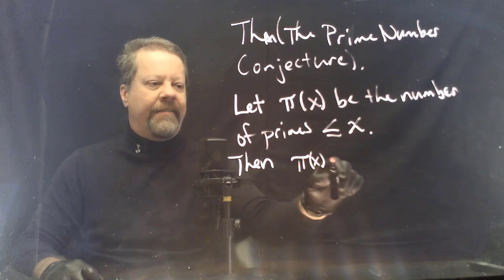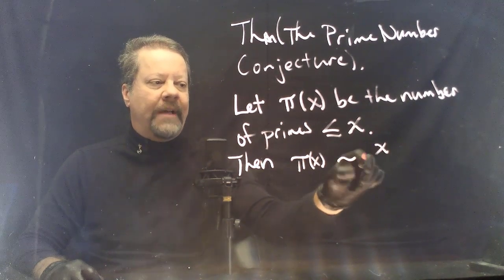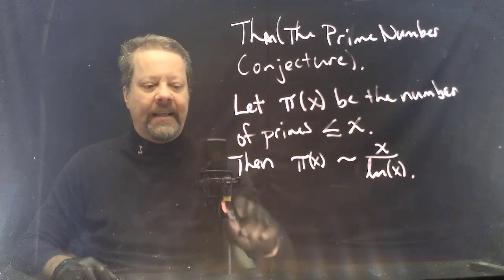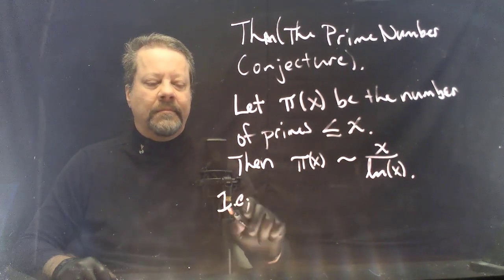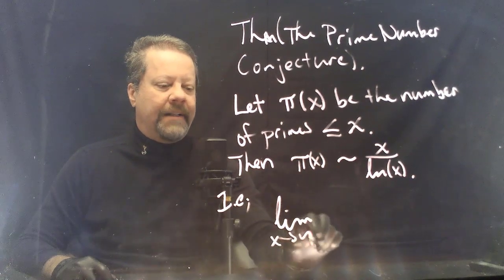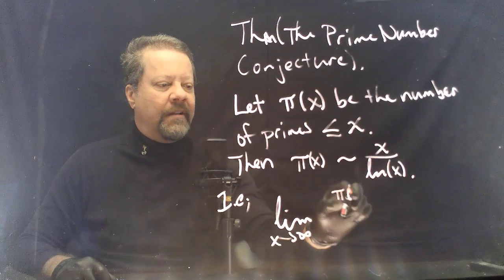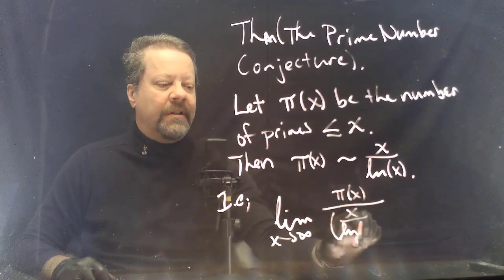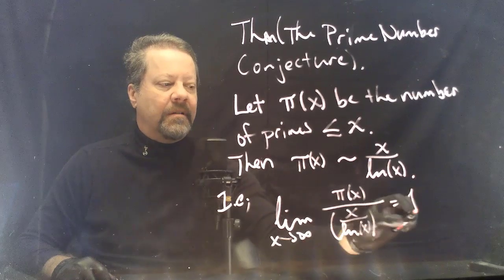Then pi of x is asymptotically equivalent to x divided by log of x, i.e., if we take the limit as x goes to infinity, pi of x divided by the quotient x over natural log of x will get 1. We're next going to discuss greatest common divisors and least common multiples. We'll begin, of course, with a definition.